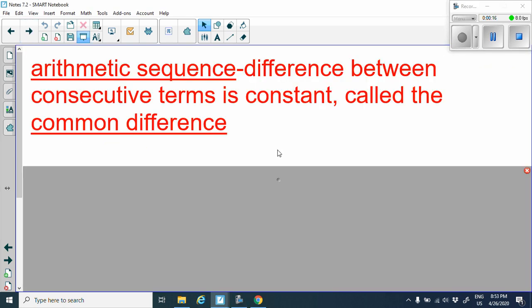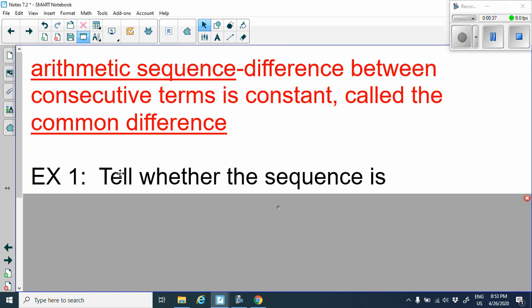Okay, let's talk about what an arithmetic sequence is. Well, that's basically the difference between consecutive terms, and it's constant. We call this the common difference. So basically going from one term to the next, it should be constant and you're either adding or subtracting the same number.